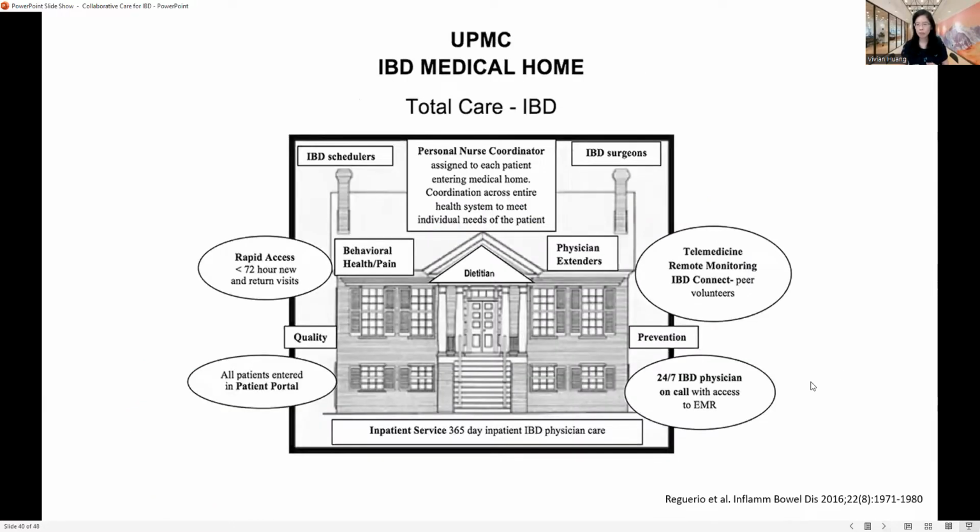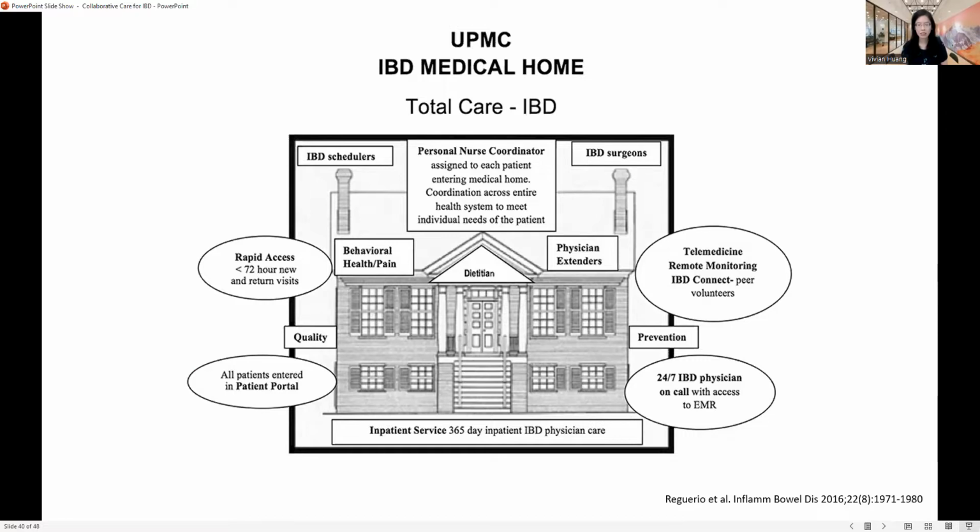And along those lines, there have been other proposed collaborative care models. This is out of the Pittsburgh University Medical Center from Dr. Regueiro's group. There are several different pictograms about this, but basically it's the IBD home, to try to give each patient a consistent and collaborative team to help them, and it's their home. So the physician, the nurse specialists, dietitians, psychologists, social workers, pharmacists, surgeons, and other specialists, depending on what their disease is manifesting as.